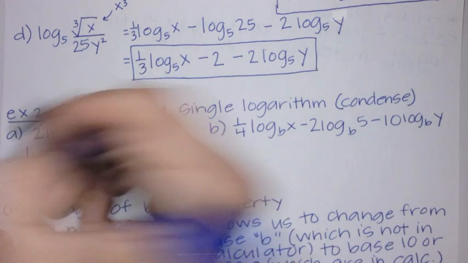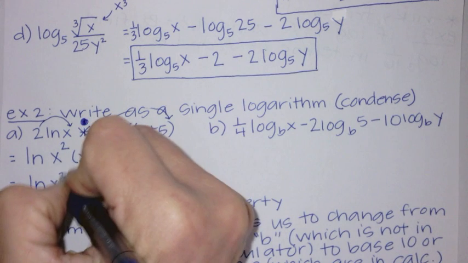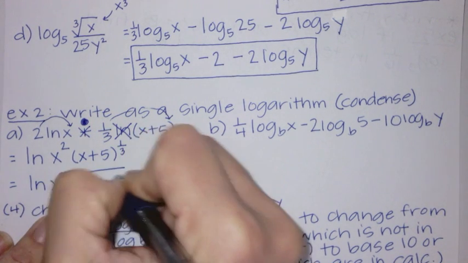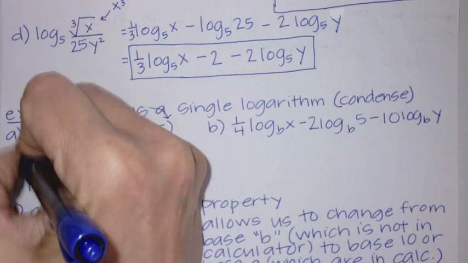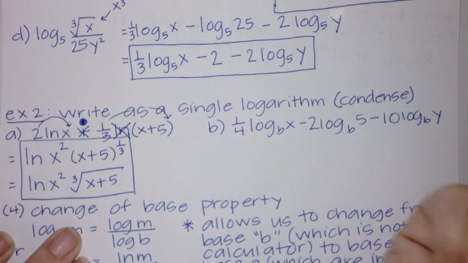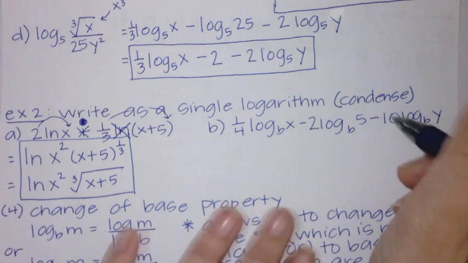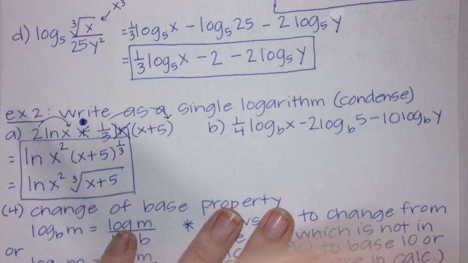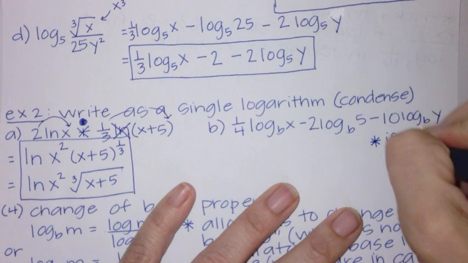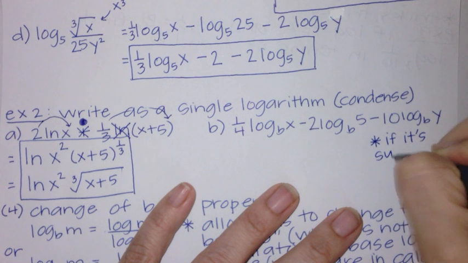And if you want to be fancy, then you can write this as ln of x squared times the cube root of x plus 5. So I would take either of these answers right here. Okay? So then we're going to move on to this one. And just like before, when we said if it's in the denominator, you always subtract, we can rephrase that to say if it's subtraction, it's in the denominator.